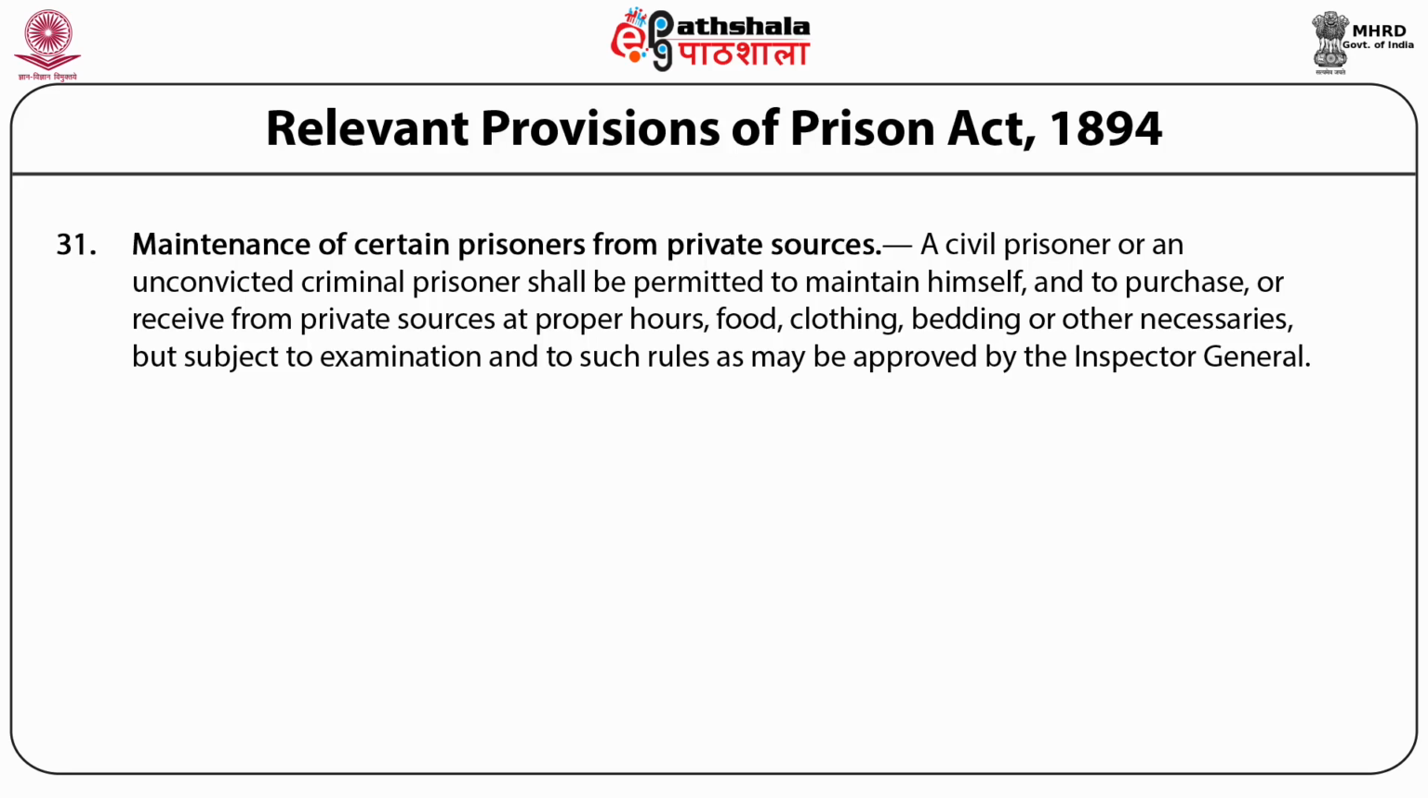But this section applies to both civil prisoners and criminal prisoners, and the rules are quite lax when it comes to civil prisoners because at the end of the day, they have not really committed an offense. They must be allowed to maintain themselves from private sources. The rules are far more stringent when it comes to criminal prisoners, because everything can be used as a weapon in jail.